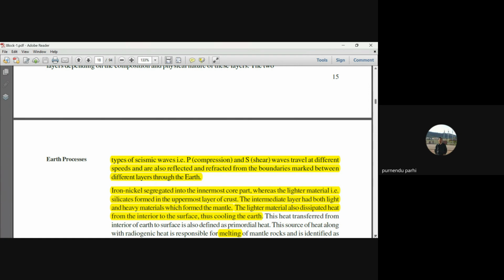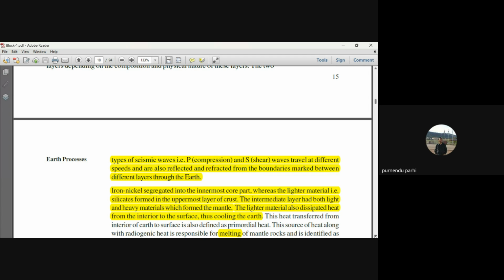Iron and nickel segregated into the innermost core part, whereas the lighter material, silicates, formed the uppermost layer of the crust. So the Earth is differentiating into three layers: the iron and nickel, these heavy metals, segregated into the innermost core, whereas the lighter materials like silicates form the uppermost layer. The intermediate layer had both light and heavy material, which formed the mantle. The lighter material also dissipated heat from the interior to the surface, thus cooling the earth. That's why the earth got cooled.